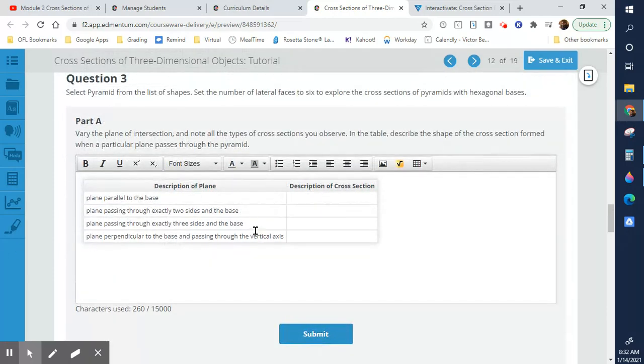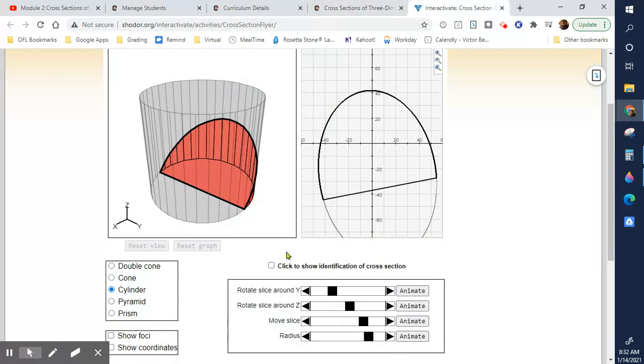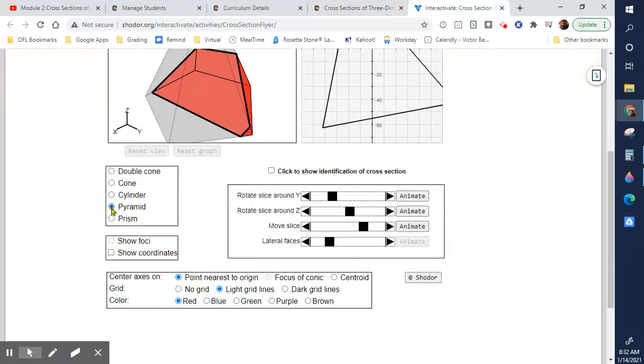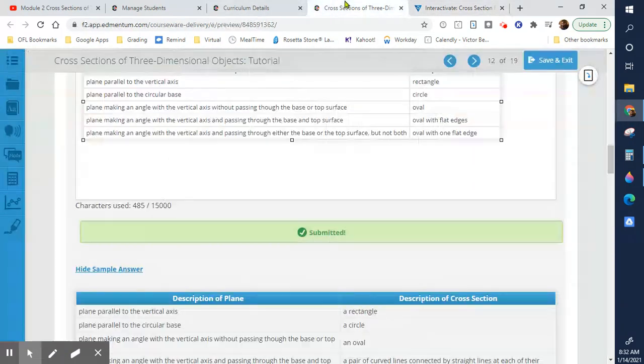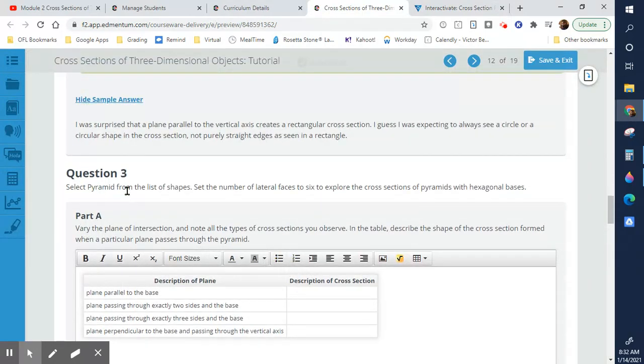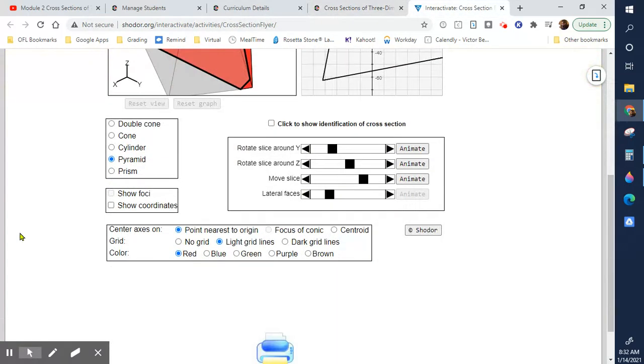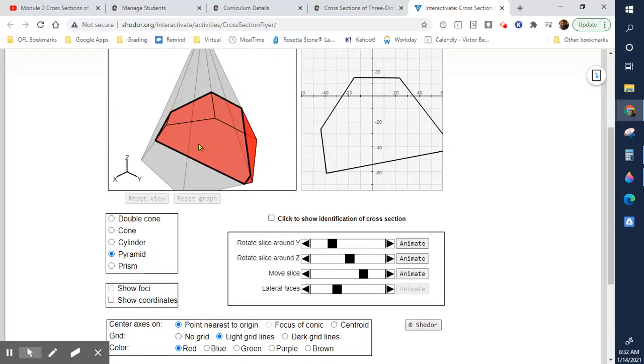Plane parallel to the base. Oh, and we're doing this for a pyramid. So again, we're going to go back over here, and now we're going to do it for a pyramid. Does it say how the base is? Go to the pyramid. Set the number of lateral faces to 6. So if we go here, there should be a number of lateral faces. We want this to be 6. So right now, is that 6?